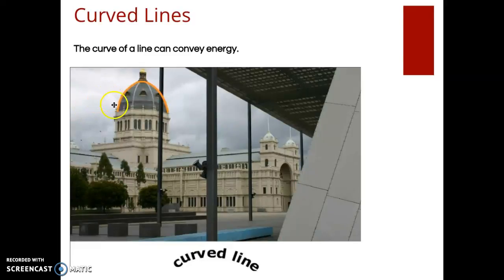Curved lines convey energy. So at this point, when you think of a curved line, this part right here is like a rocket ship. It looks like it's about to go up into the air. Or if we think about it in another sense, it could be a starting point, maybe something accelerating and then decelerating, falling down to the ground.